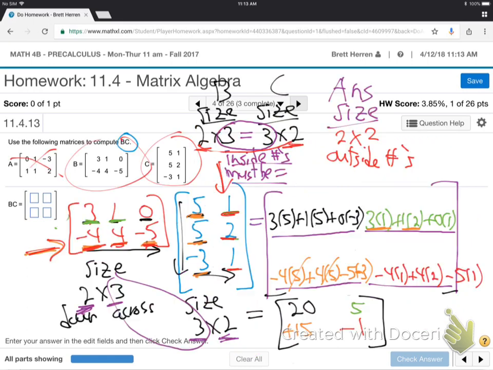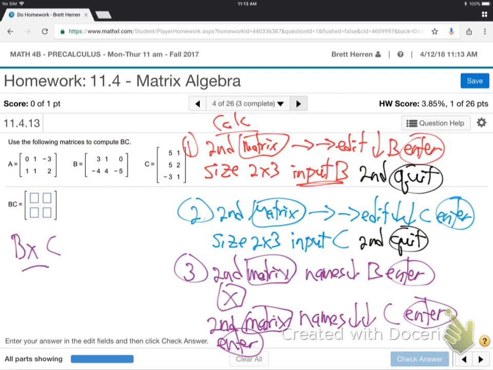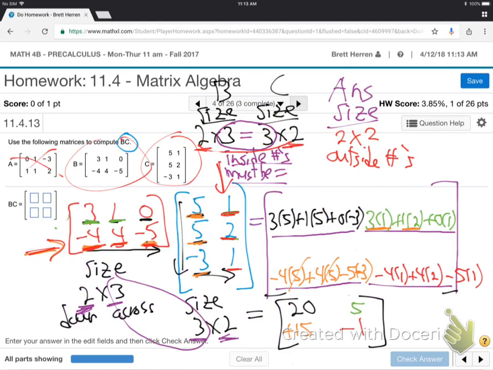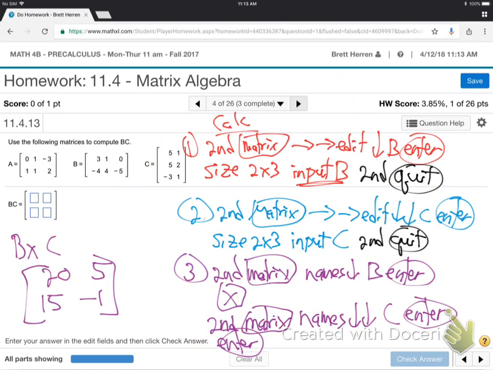What was the answer we got? 25, 15, negative 1. 25, 15, right? 25, 15, negative 1, yeah. You able to get that? Is that working out for multiplying, following those steps? So you enter matrix B, enter matrix C, and then call forth B times call forth C. Enter. Is that all good? Getting that to work out on the old graphing calculator.